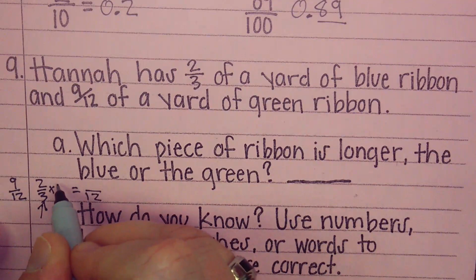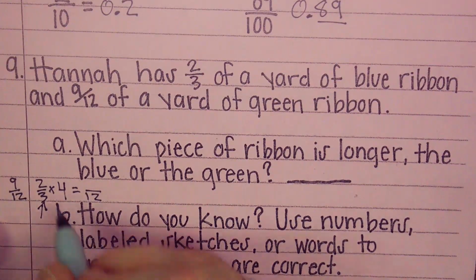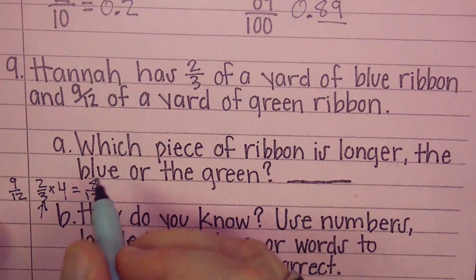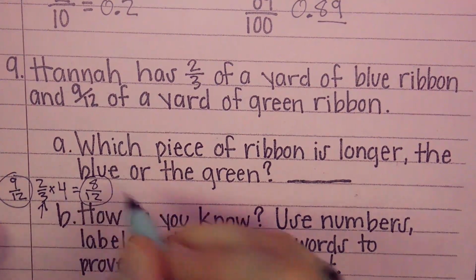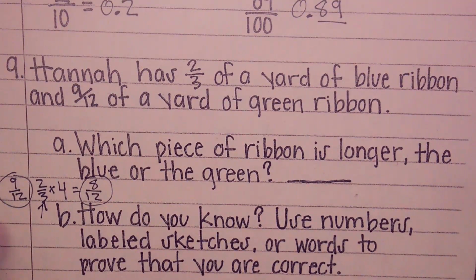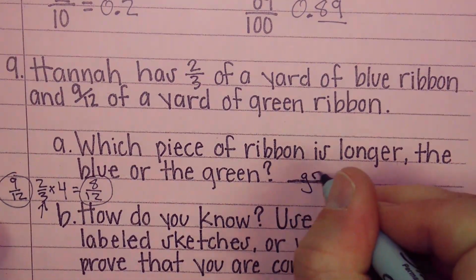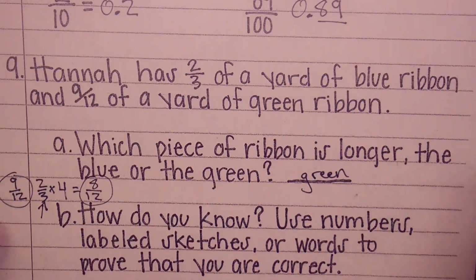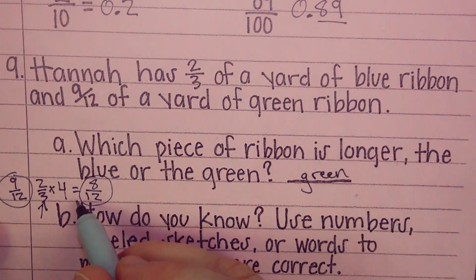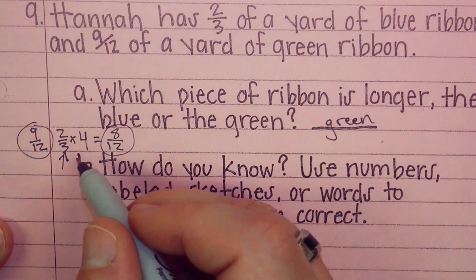3 times what is 12? 3 times 4 is 12. 2 times 4 is 8. So now I'm going to compare 9/12 to 8/12. Which one's larger? The 9/12, which is green. How do you know? Well, I just drew it out right here.